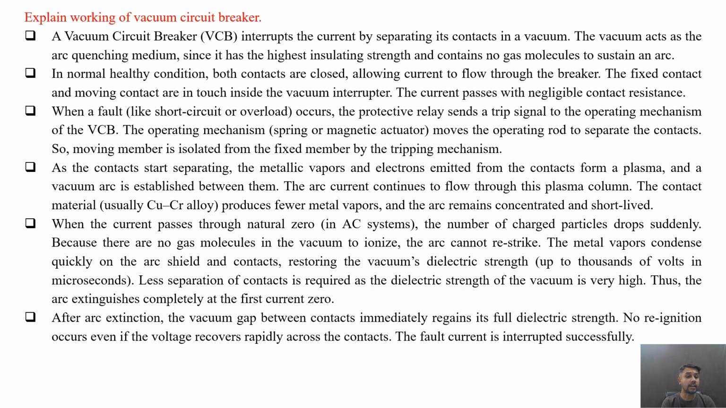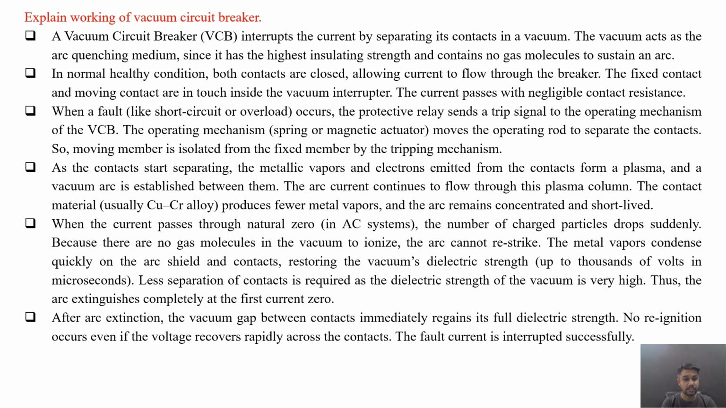The metal vapors condense quickly on the arc shield and contacts, restoring the vacuum's dielectric strength up to thousands of volts in microseconds. Less separation of contacts is required as the dielectric strength of the vacuum is very high. Thus, the arc extinguishes completely at the first current zero interruption.